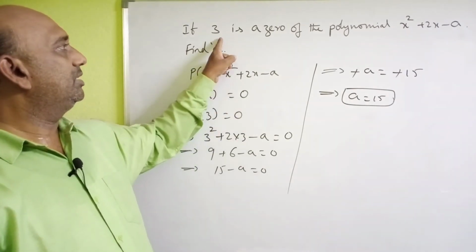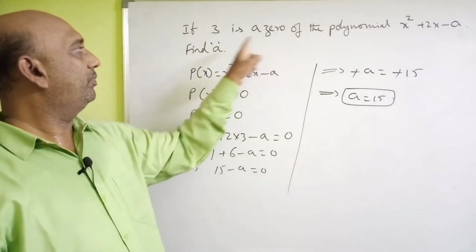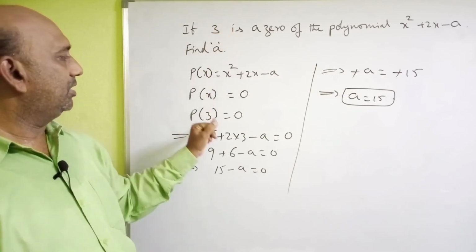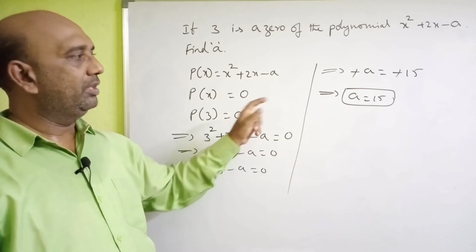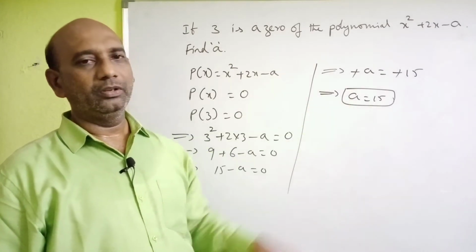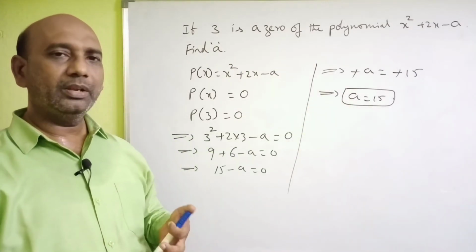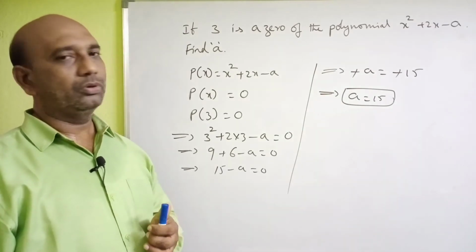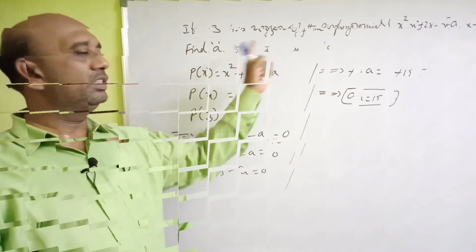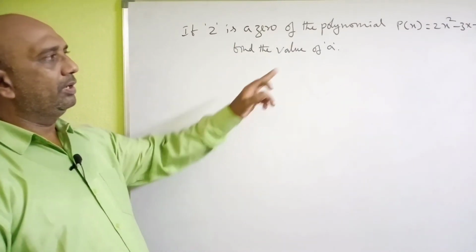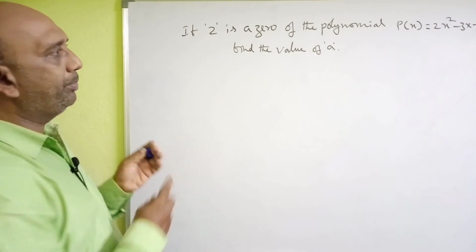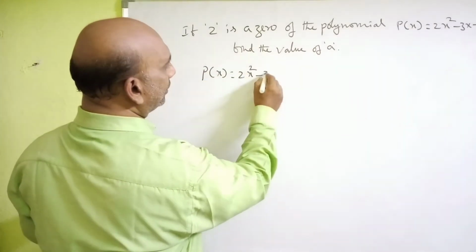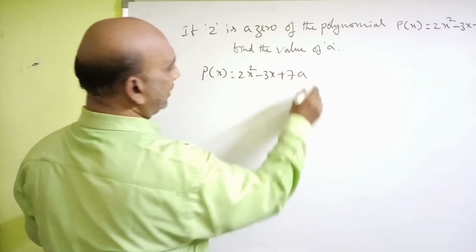That means 3 is the zero of the polynomial. He asked to find the value of a. That's why we substituted 3 in place of x and took it equal to 0. Then we got a is equal to 15. So this is very important to 9th and 10th classes. So try to do some more problems related to this one. Let us solve one more example. Here the polynomial given is p of x is equal to 2x square minus 3x plus 7a.